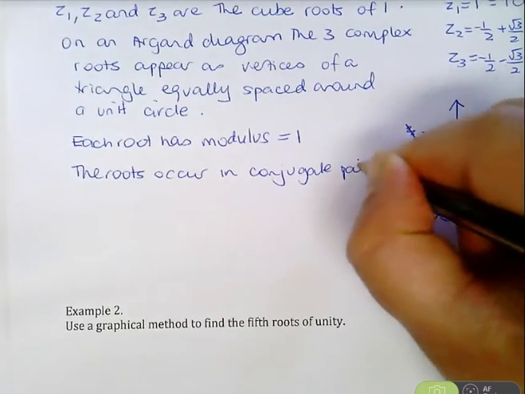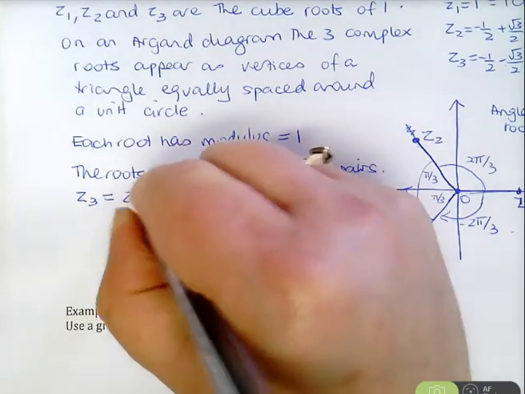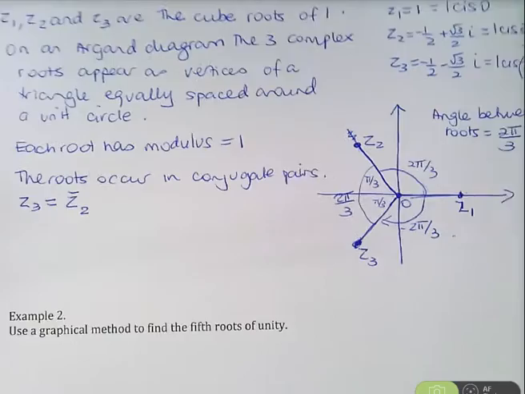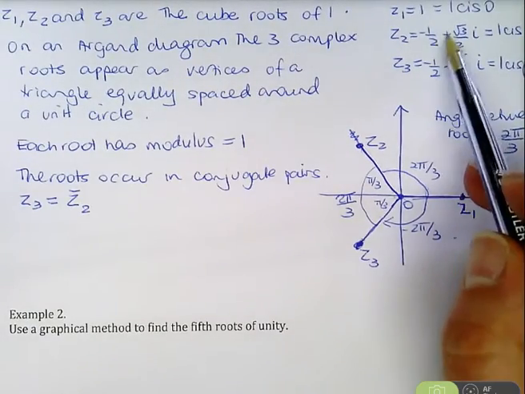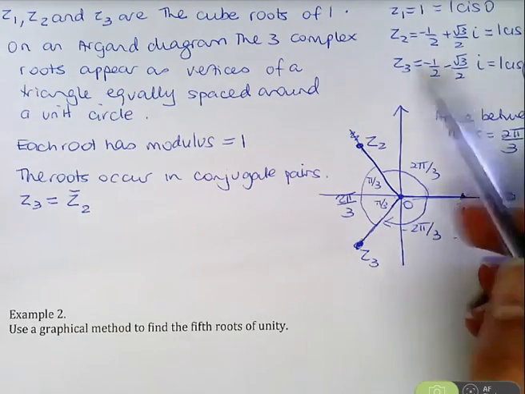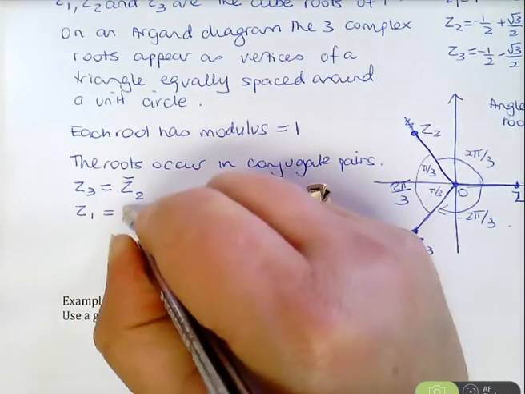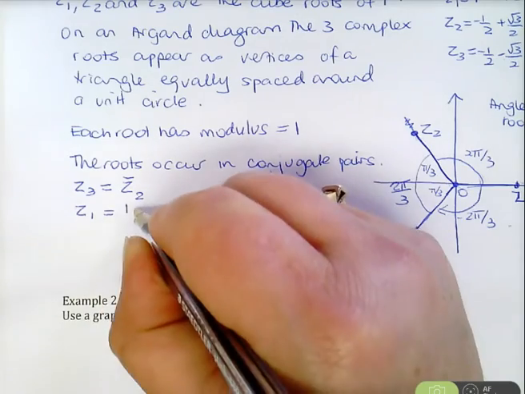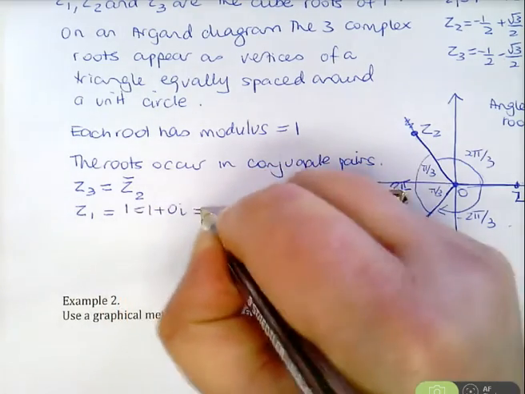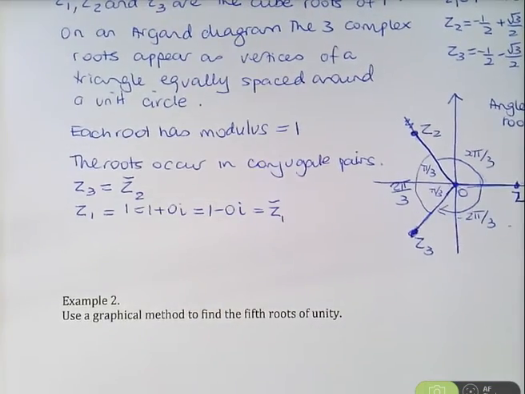What we'll do, for example, is Z3 equals the conjugate of Z2, because Z2 is negative a half plus root 3 on 2 i, and Z3 is negative a half minus root 3 on 2 i. Z3 is the conjugate of Z2. And if you look at Z1, Z1 is 1, which is 1 plus 0i, which is the same as 1 minus 0i, which is the conjugate of Z1. So the roots do occur in conjugate pairs, okay? All right, that's the end of that first example.